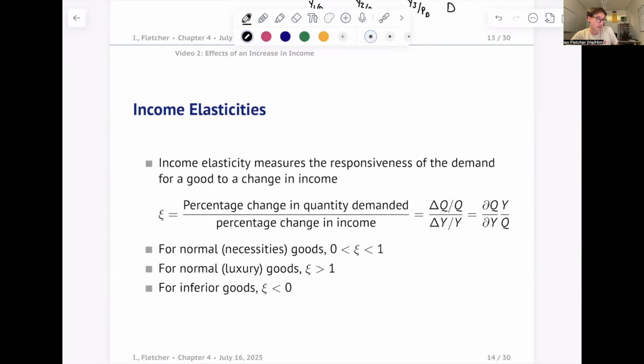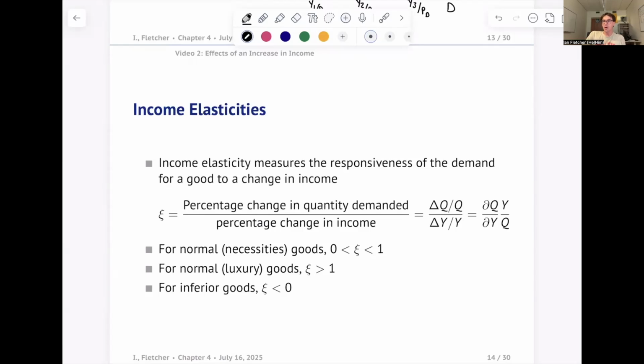So, more frequently, right, we're going to look at these income elasticities, and there's a lot of different types of goods. So, for normal goods, necessities, these are things like water, beer, donuts. Our income elasticity is always going to be somewhere between 0 and 1. For normal or luxury goods, our income elasticity is going to be strictly greater than 1. Now, what does that mean? That means that for a 1% change in income, we are going to have more than a 1% change in quantity demanded, right?